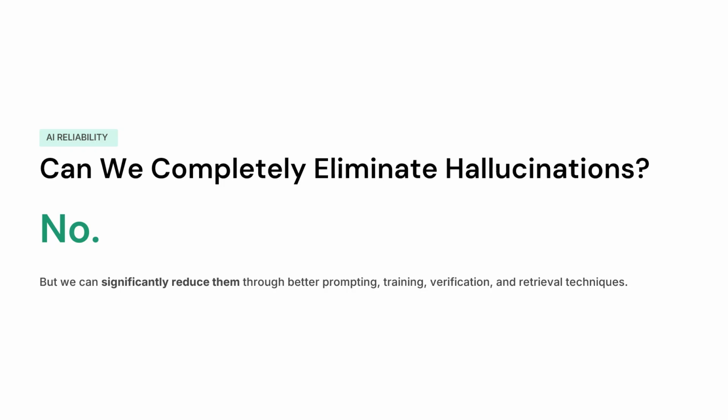So before we begin, let's answer an important question. Can we completely eliminate hallucinations? Unfortunately, the answer to that is no. Hallucinations are a fundamental limitation of current large language models, so we can't remove them entirely. However, we can significantly reduce them by using better prompting, improving how models are trained, verifying their output, and using external knowledge. Let's look at each of these techniques one by one.